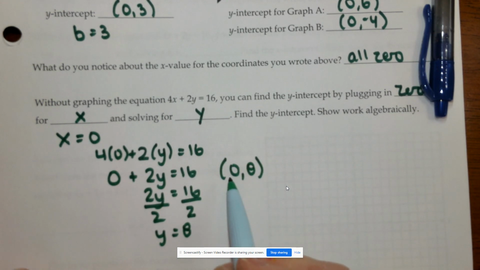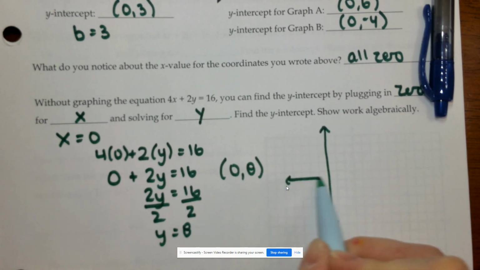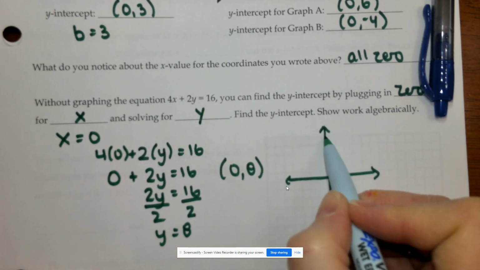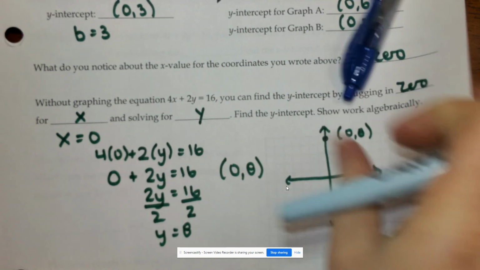That happens to be your y-intercept because x equals 0. If you were to graph this, whatever the rest of the graph looks like, we know we would have an intercept up here at 0, 8. All right.